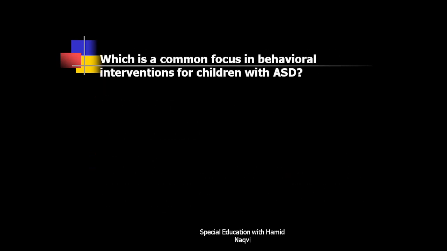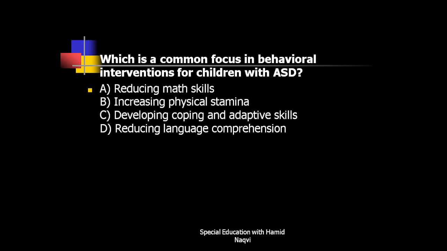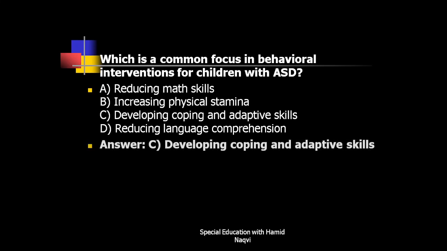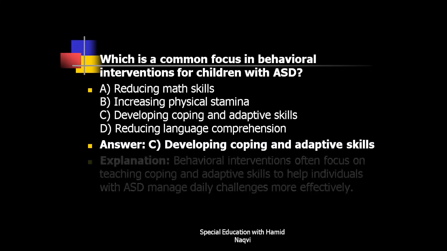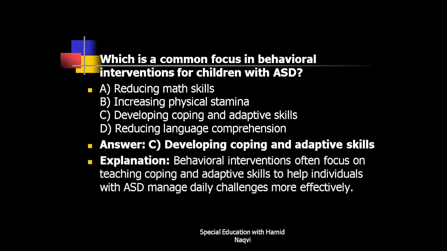Next question is, what is a common focus in behavioral interventions for children with ASD? Reducing math skills, increasing physical stamina, developing coping and adaptive skills, reducing language comprehension. Correct answer is C, that is developing coping and adaptive skills. And the explanation is that behavioral interventions often focus on teaching coping and adaptive skills to help individuals with autism spectrum disorder manage daily challenges more effectively.